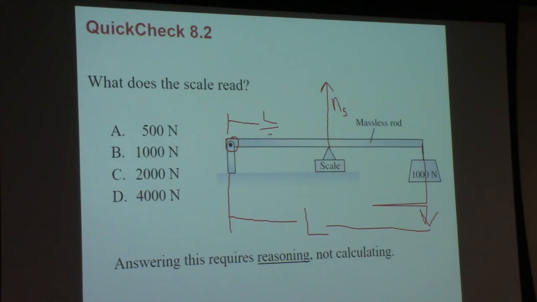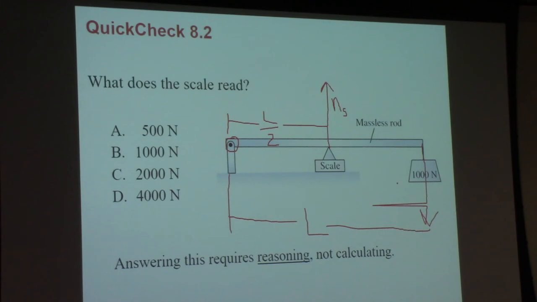So if you had to guess without knowing anything about torques, you would probably just say, well, if there's 1,000 newtons out there, then the scale is going to read 1,000 newtons, right? That makes sense, I think. You got 1,000 newtons, there's a scale. We don't know anything about torques. The scale should read 1,000.